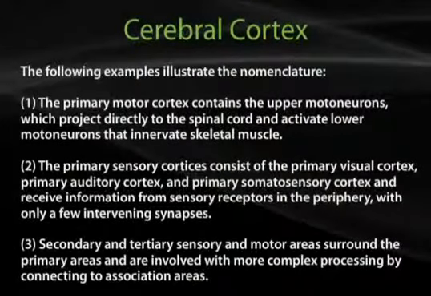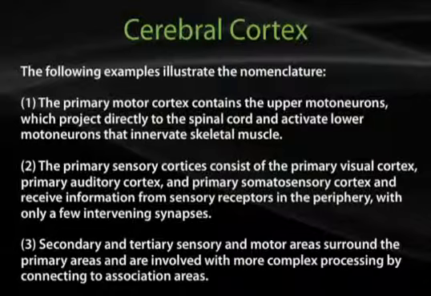The following examples illustrate the nomenclature. Number 1. The primary motor cortex contains the upper motor neurons, which project directly to the spinal cord and activate lower motor neurons that innervate skeletal muscle. Number 2. The primary sensory cortices consist of the primary visual cortex, primary auditory cortex, and primary somatosensory cortex, and receive information from sensory receptors in the periphery, with only a few intervening synapses. Number 3. Secondary and tertiary sensory and motor areas surround the primary areas and are involved with more complex processing by connecting to association areas.